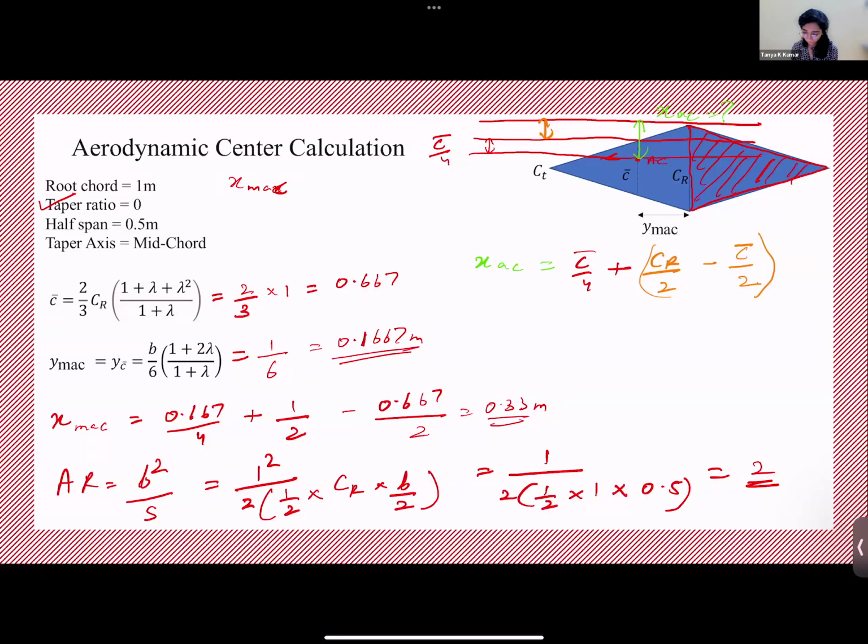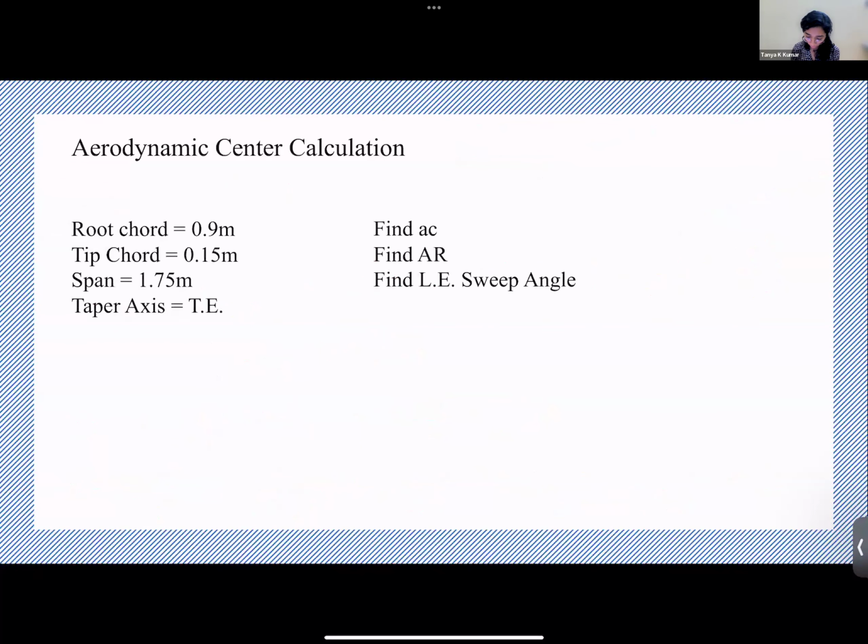Okay, let's move on to a different question. Here they've given you root chord CR is 0.9 meters. Tip chord CT is 0.15 meters. So here it's not a triangular wing, right? Because CT is 0 for a triangular wing. Here they've given you CT, so it's not a triangular wing.